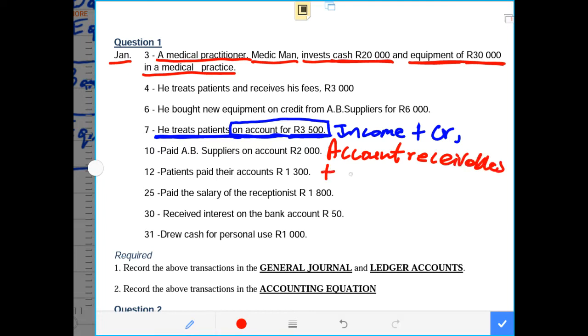Account receivables means money that will be received in the future. Account receivables will be increasing, and we know that account receivables increase on the debit side because account receivables is an asset. So on the debit side we record account receivables increasing, and on the credit side we record income, and our income will also be increasing.